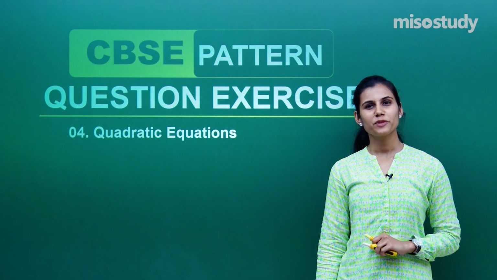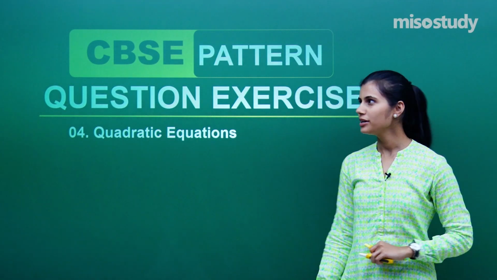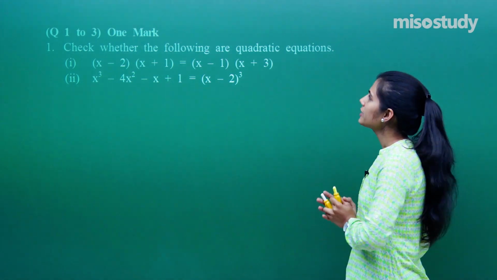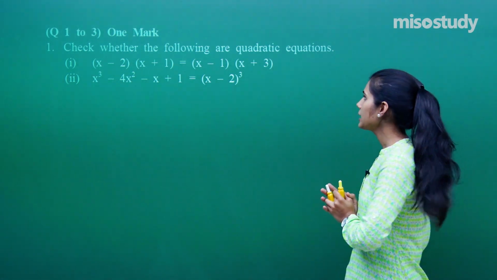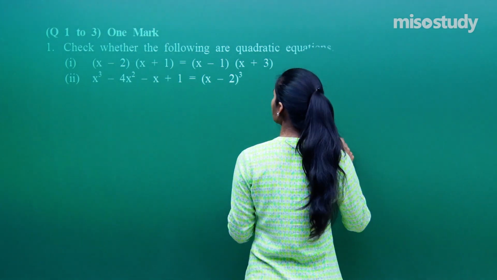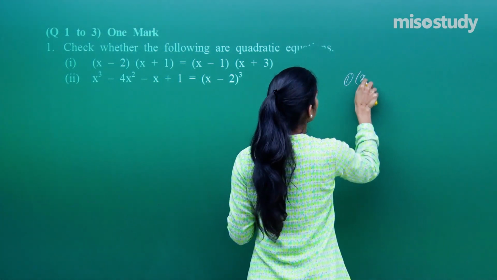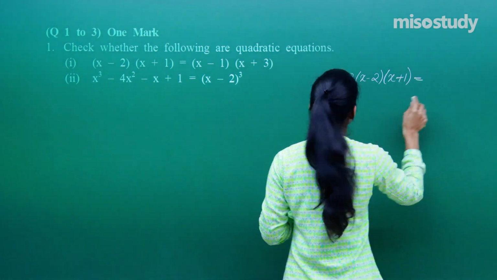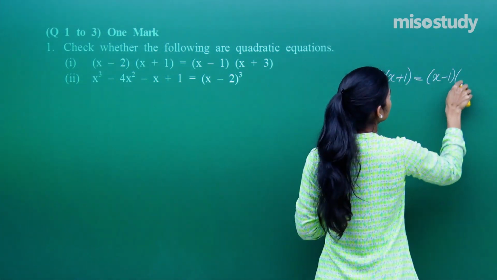Okay guys, let's begin with the questions on quadratic equations now. We have the first question asking us to check which ones are actually quadratic equations. Let's try and check. You have (x minus 2)(x plus 1) is equal to (x minus 1)(x plus 3).